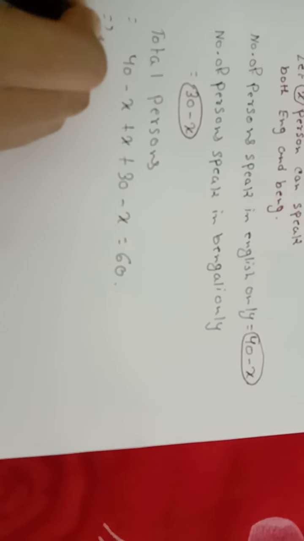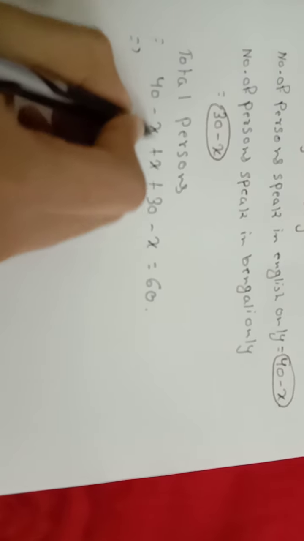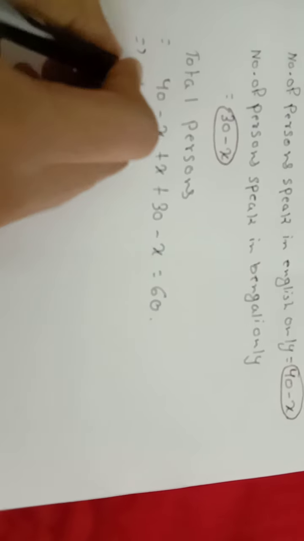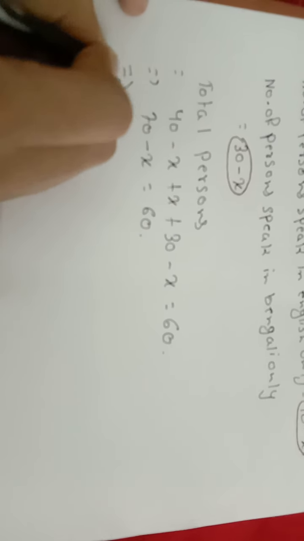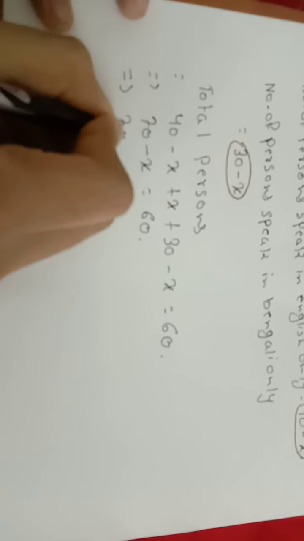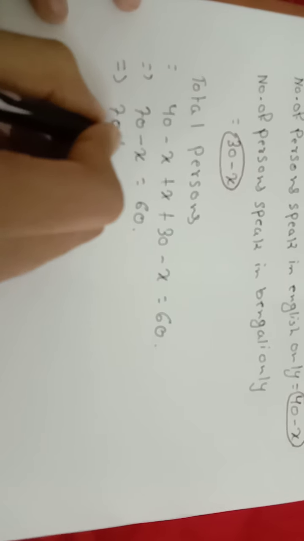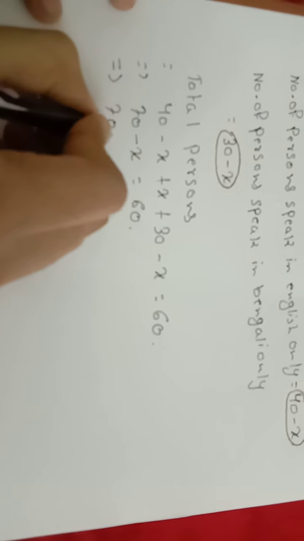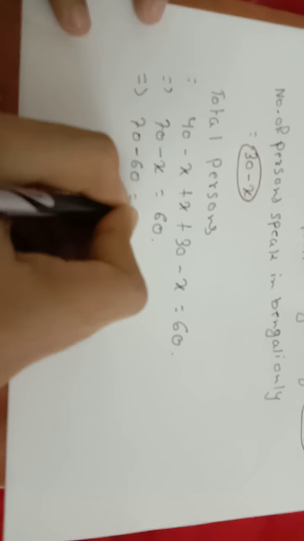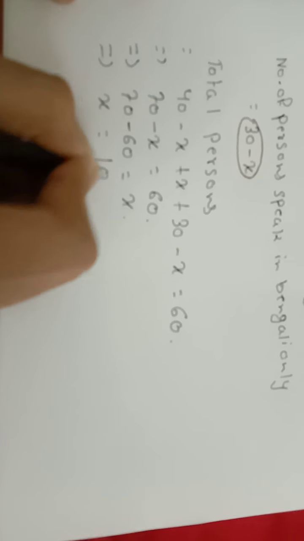Here we can cancel minus X plus X and we will add 40 and 30, that will give 70, and this minus X is remaining equal to 60. Now we are bringing this 60 to the left hand side and sending this X to the right hand side, that is 70 minus 60 equal to X. So the value of X will be 10.